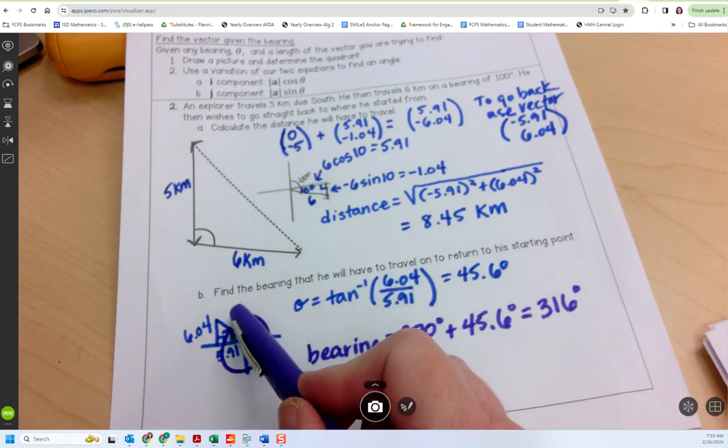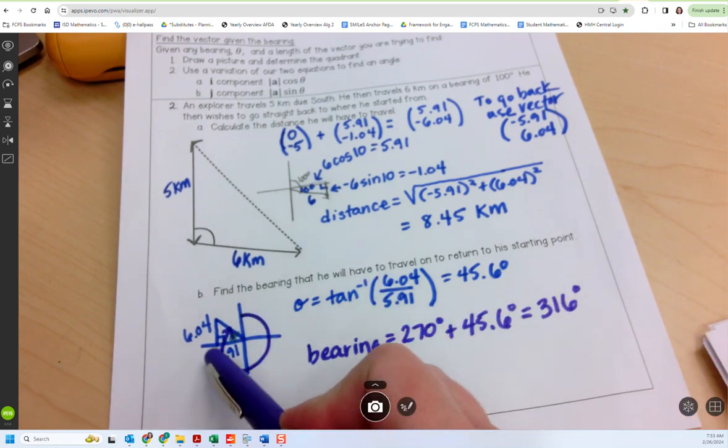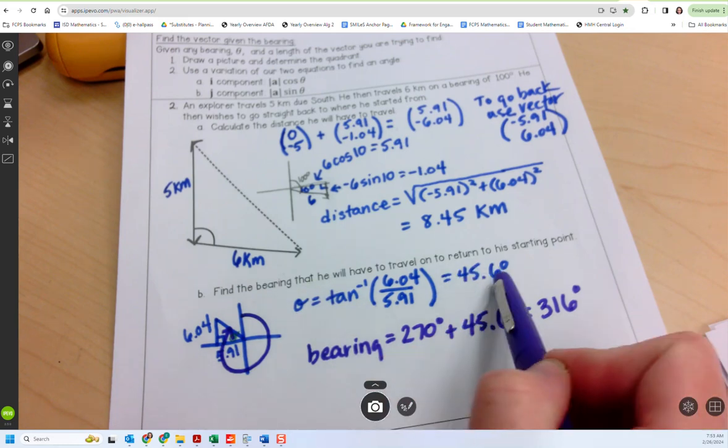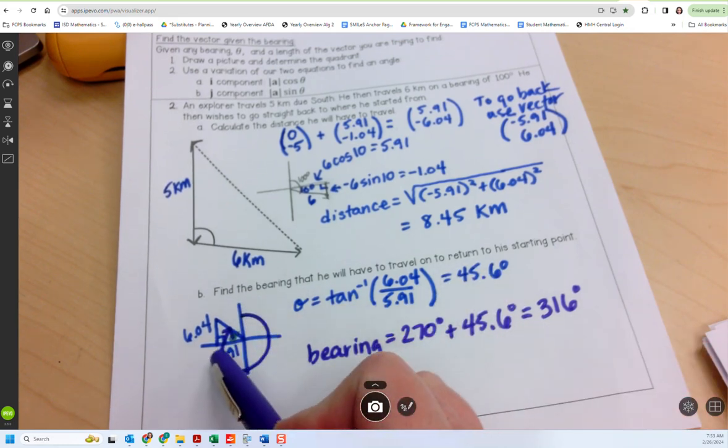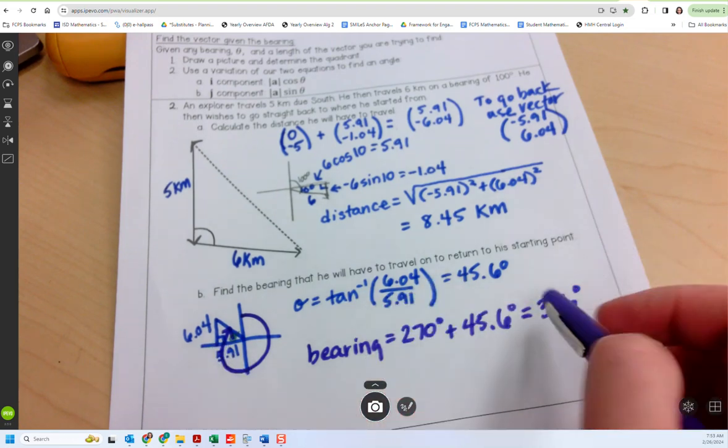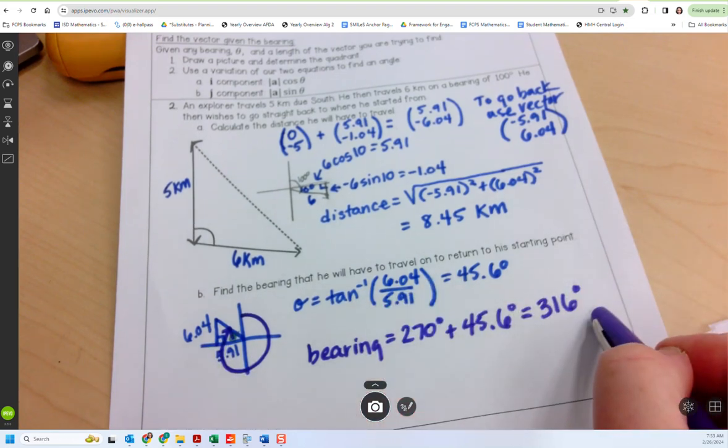But the bearing comes from the north and goes clockwise, so we need to add that 45.6 degrees to the other 270 degrees right here. And to round our answer to 3 sig figs, we would get 316 degrees.